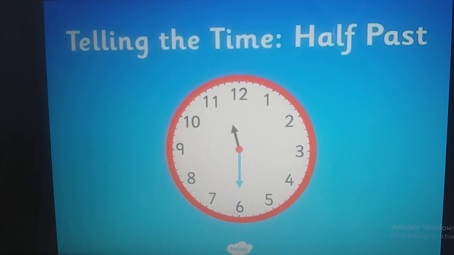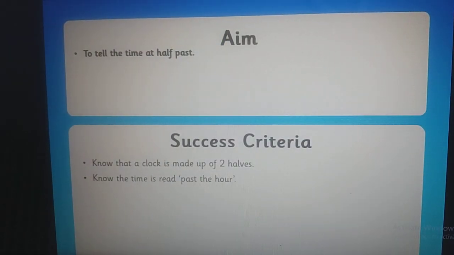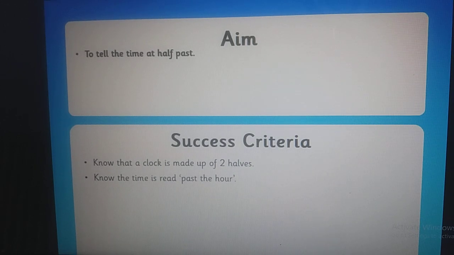In our previous class, we learned about o'clock time. Now we will learn about half past time. Our aim is to tell the time at half past, and our success criteria is to know that a clock is made up of two halves.